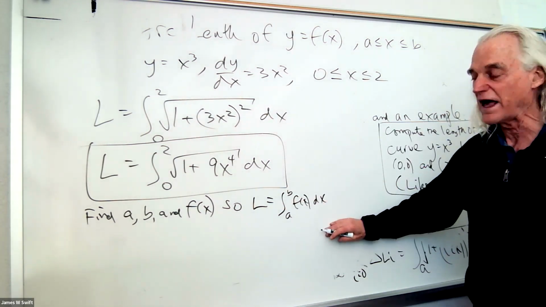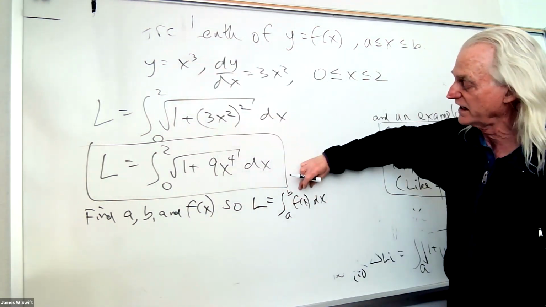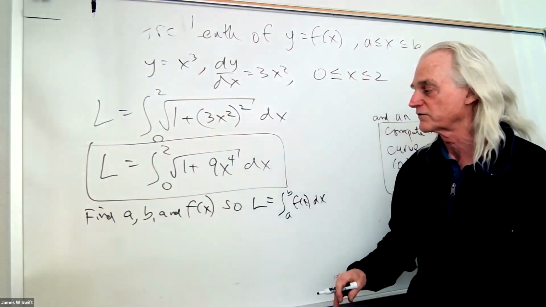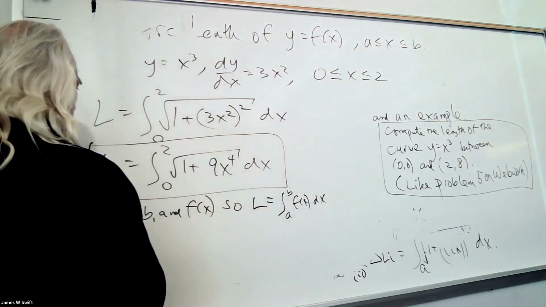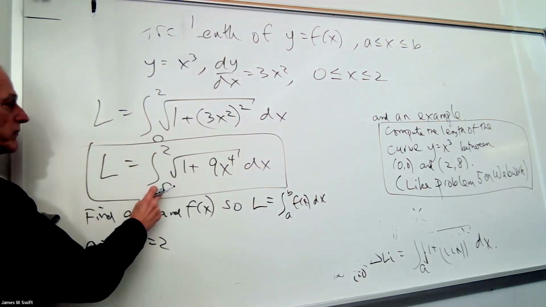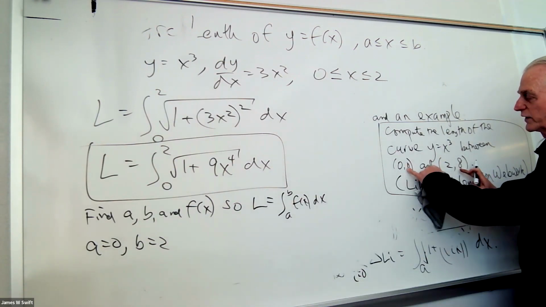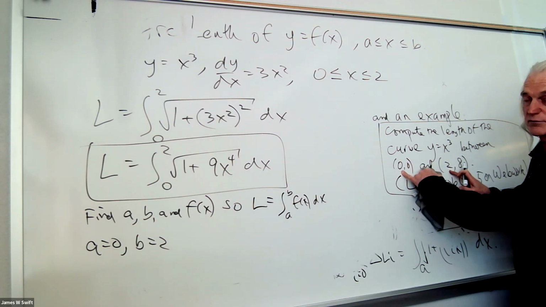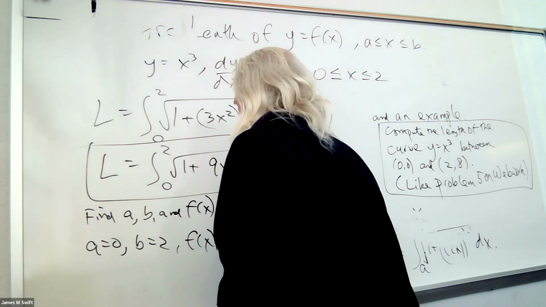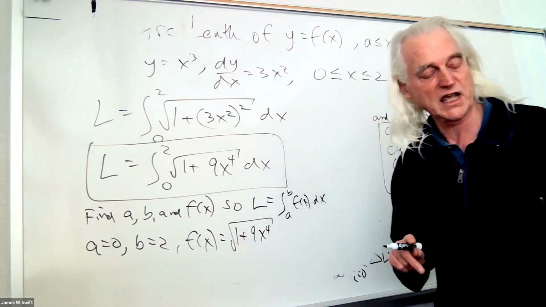The important thing is that f of x is not y equals x cubed. F of x is the integrand, the thing you've got to integrate to get the length of the curve. So we see here that A is 0 and B is 2, the limits are 0 and 2. And again, that 8 and that 0 are red herrings, because all we care about is the x limits. And f of x is the thing I'm integrating, the square root of 1 plus 9x to the 4th.